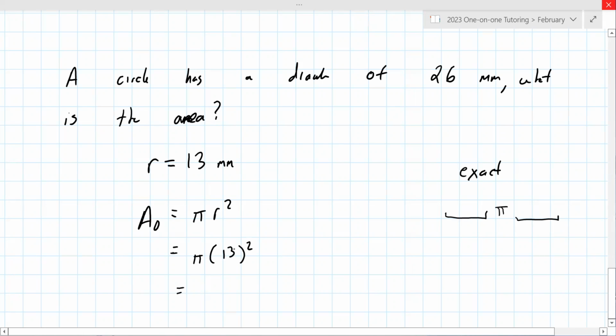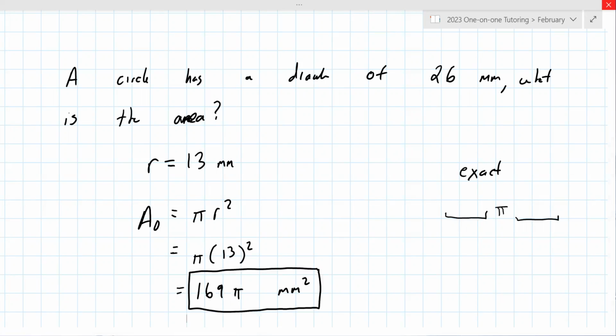What is 13 squared? Can you tell me that? 13 squared is 169. 169 pi millimeters squared. This is what I'm looking for. I want the answer, the exact answer there.